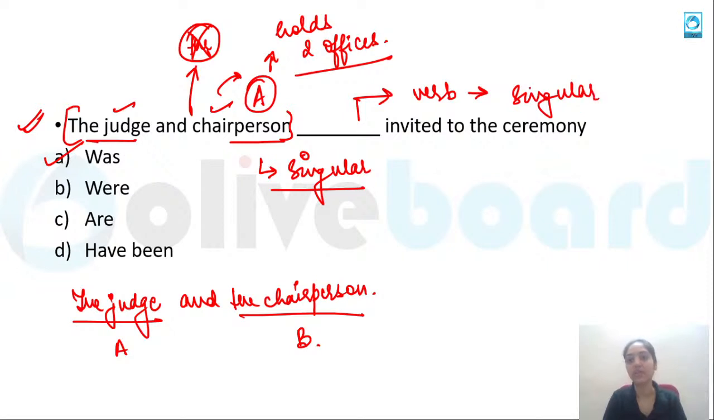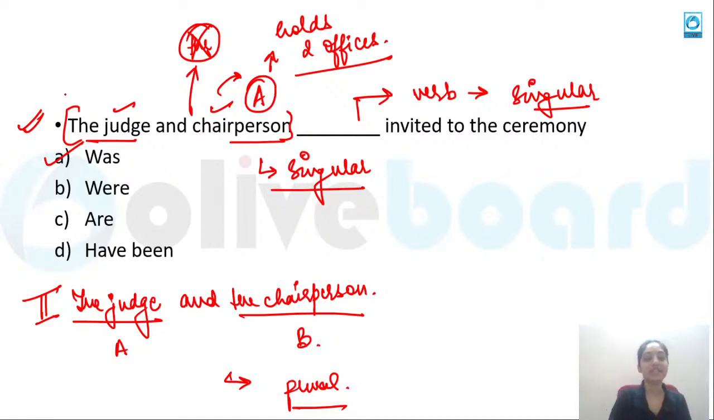Now try to attempt the question. If any of you has not attempted the question yet, I want you to attempt the question. On the other hand, in the second case, we are talking about two different people. So here the subject is plural. So option A is the correct answer. Notice the other options B, C and D. These three options give you plural verbs. Hence they are eliminated.